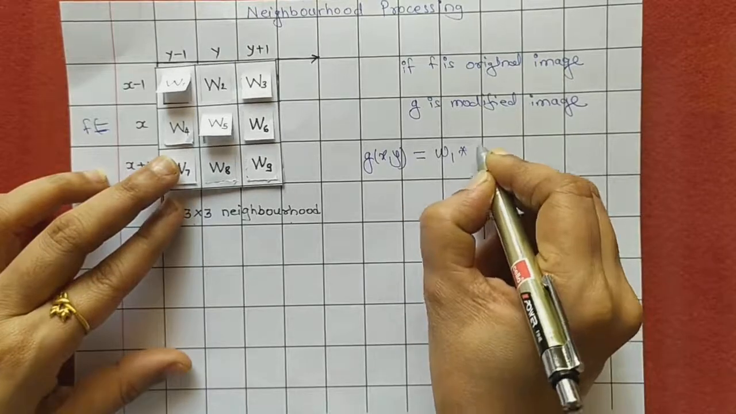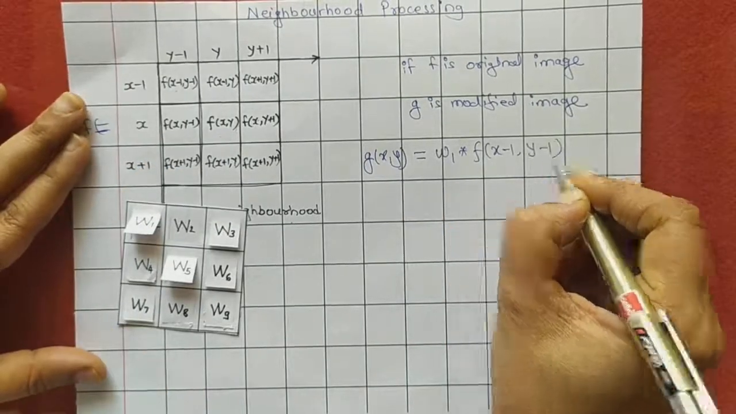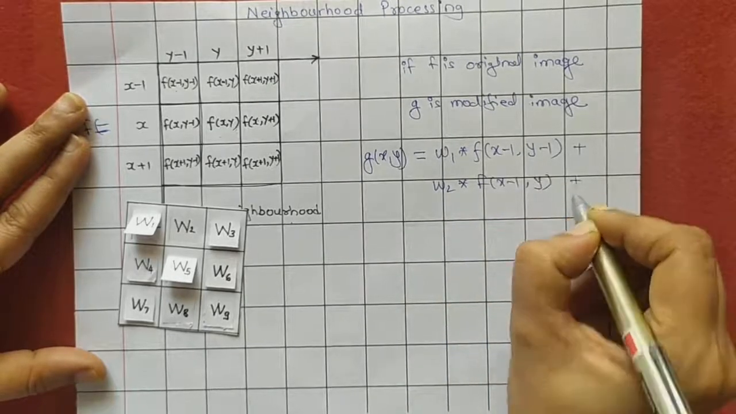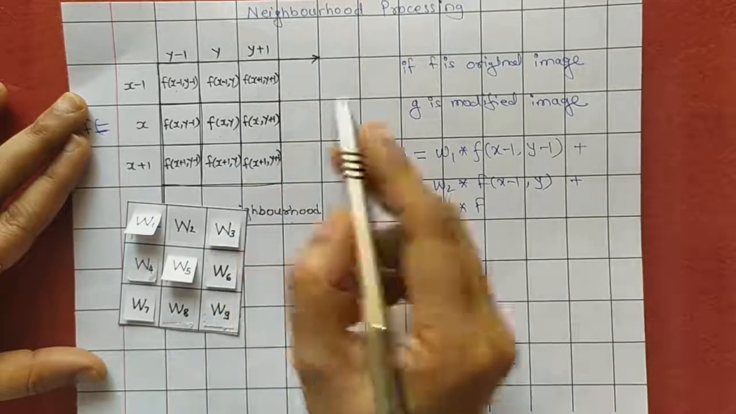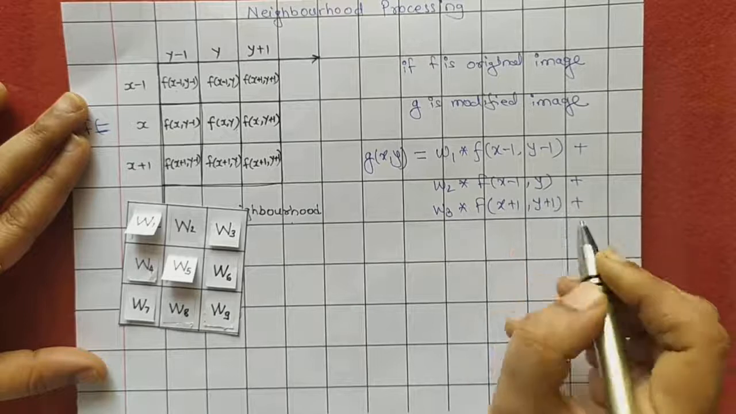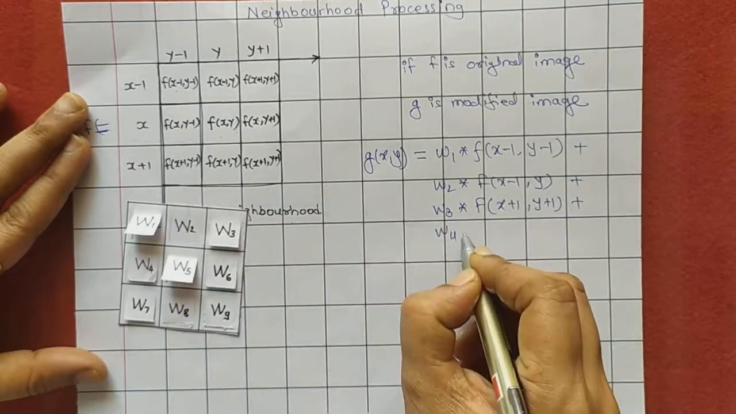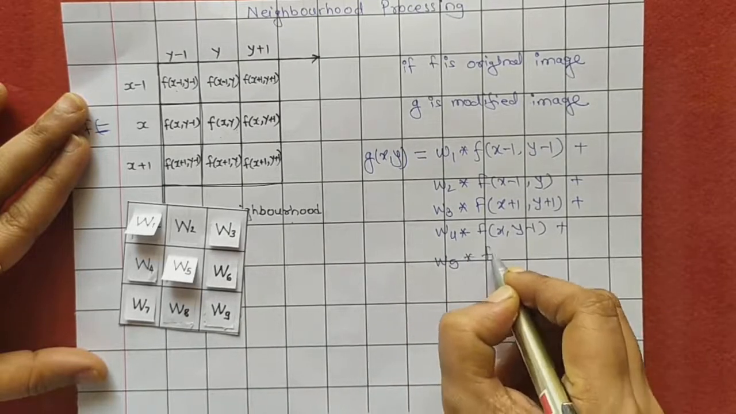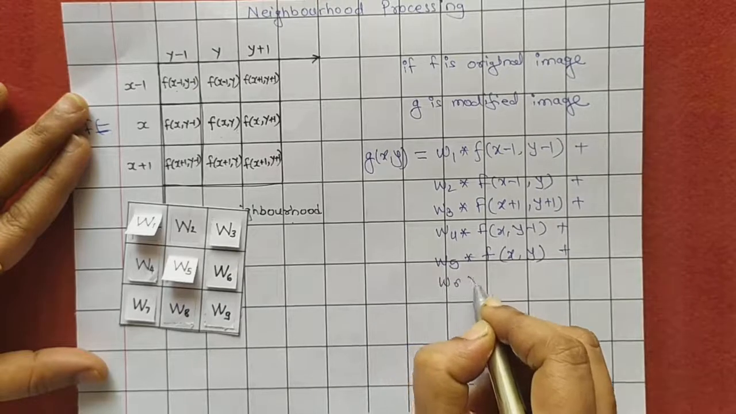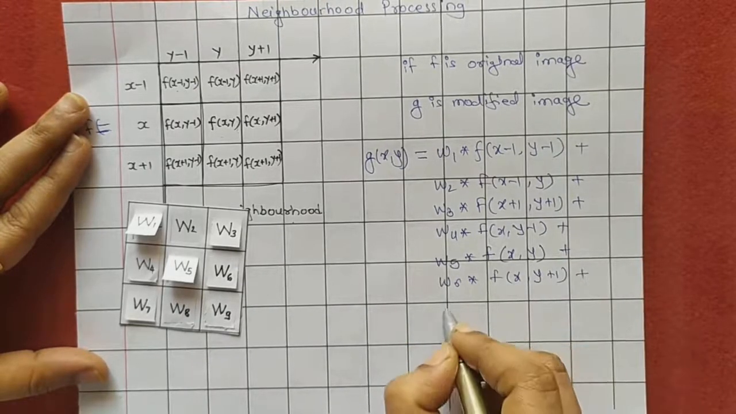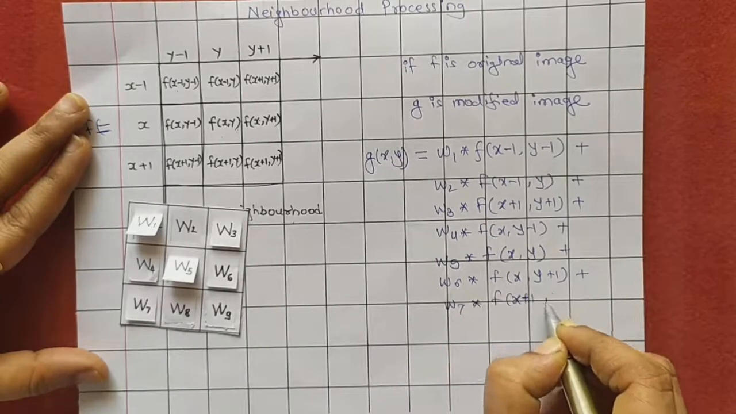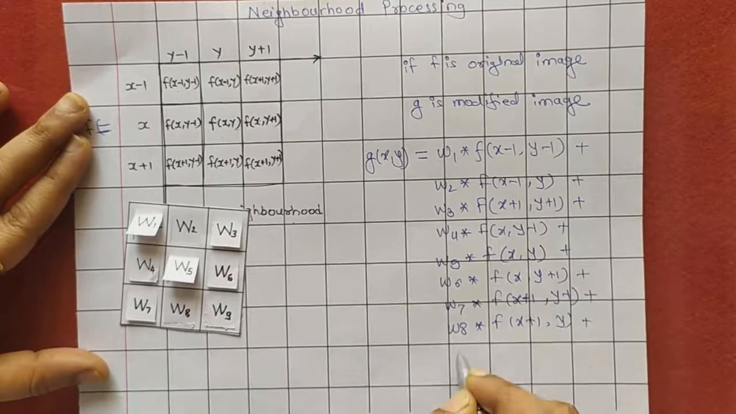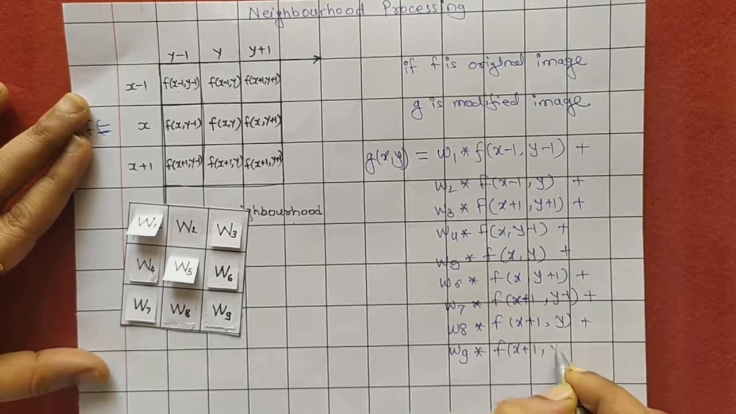So W1 into f of x minus 1, y minus 1, plus W2 into f of x minus 1, y, plus W3 into f of x minus 1, y plus 1, plus W4 into f of x, y minus 1, plus W5 into f of x, y, plus W6 into f of x, y plus 1, plus W7 into f of x plus 1, y minus 1, plus W8 into f of x plus 1, y, plus W9 into f of x plus 1, y plus 1.